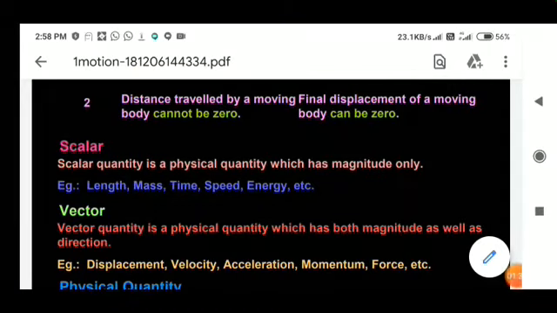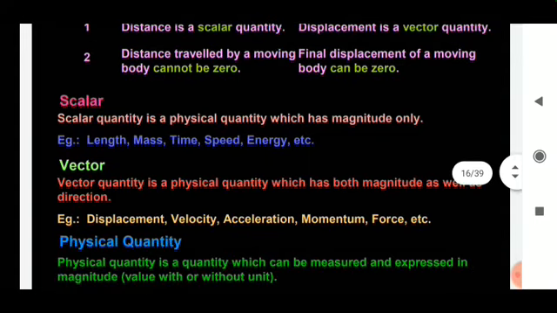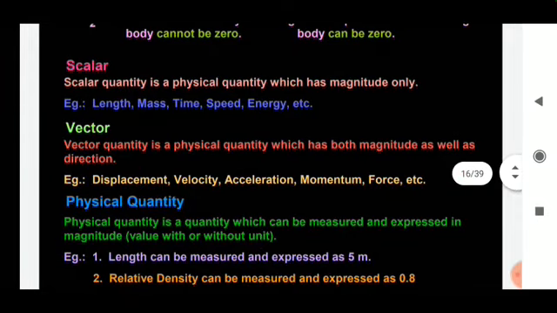So let me go back to the scalar quantity. Here you can observe the scalar quantity is the physical quantity which has magnitude only. Examples: length, mass, time, speed, energy, etc. Vector quantity is the physical quantity which has both magnitude as well as direction. Examples: displacement, velocity, acceleration, momentum, force, etc.